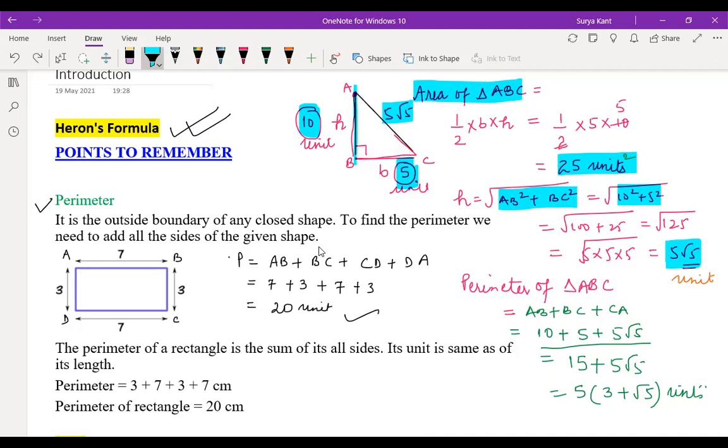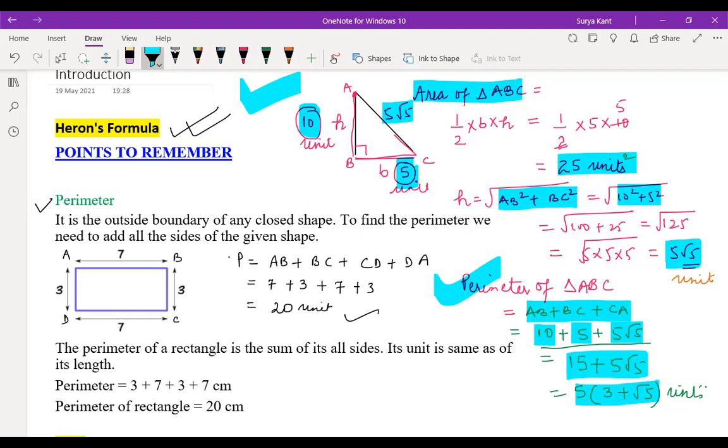All three sides you should add. So we are adding AB plus BC plus CA. So we are getting 10 plus 5 plus 5 root 5, so 15 plus 5 root 5. We are taking 5 common here, then we can write 5 into 3 plus root 5 in bracket. So till here it's clear, children, how to find area of right angle triangle and perimeter of triangle? Yes, sir. Okay. So generally perimeter is nothing but if we add all the sides, we'll get the perimeter of any figure. Okay. So what is perimeter of rectangle? Do you know? What is perimeter of rectangle?